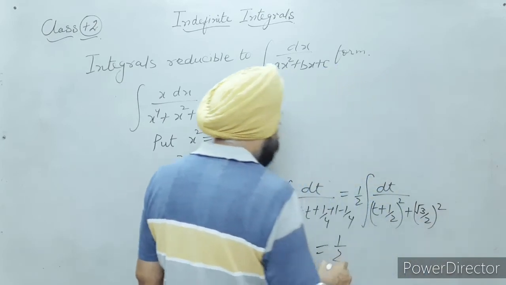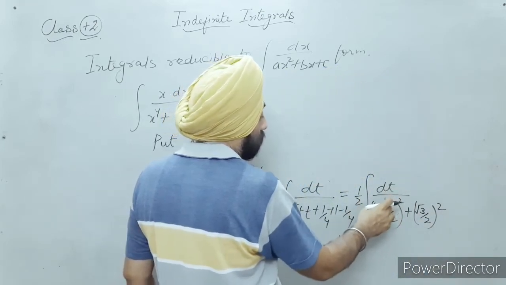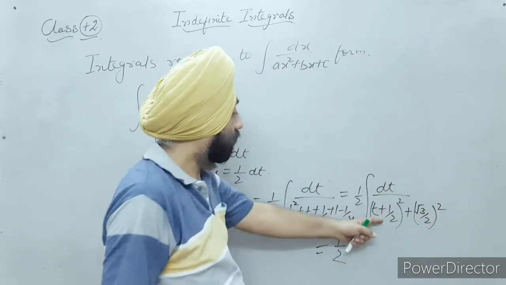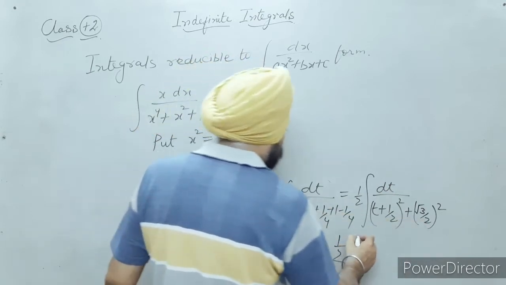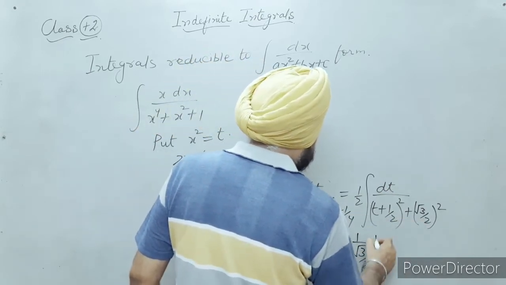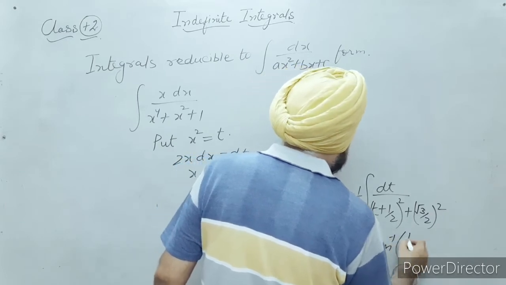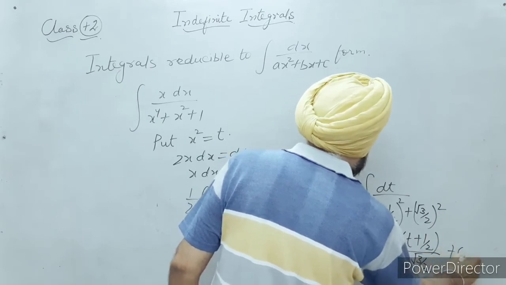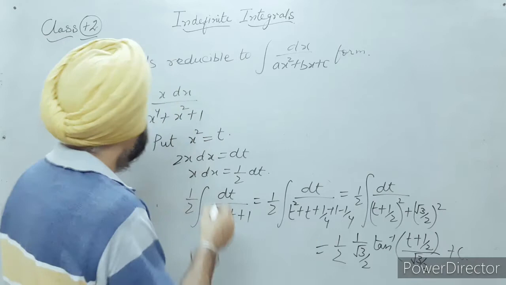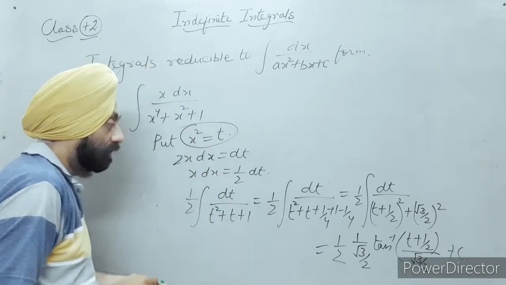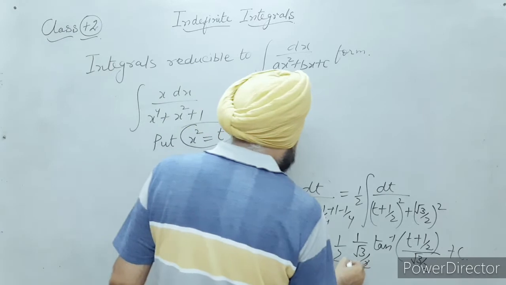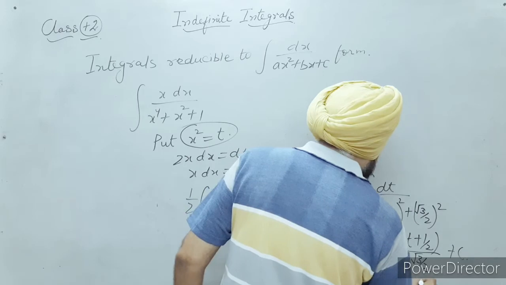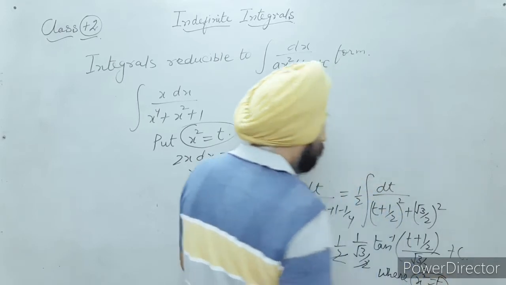Again the formula applied is half, it is dt upon, the x square plus a square formula, dx upon x square plus a square. It's the same as 1 over a tan inverse x upon a plus c, where t is equal to what? x square. Just substitute the value of t. This 2 with 2 cancels. This is your answer, where x square equals to t.